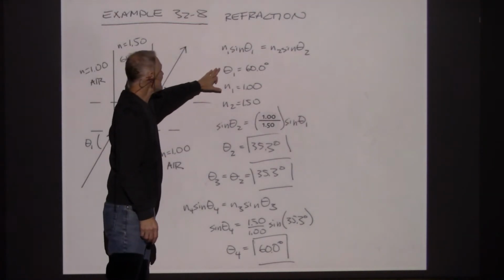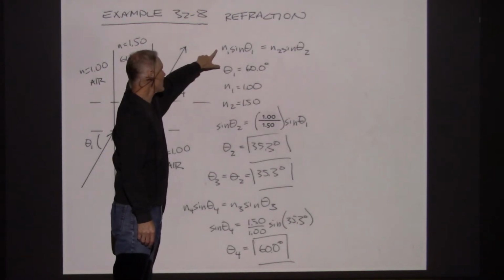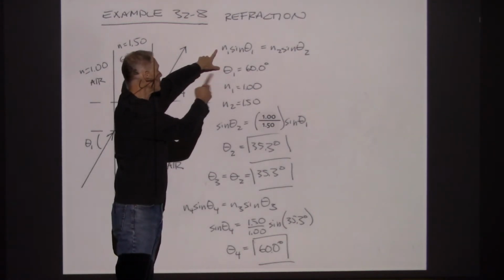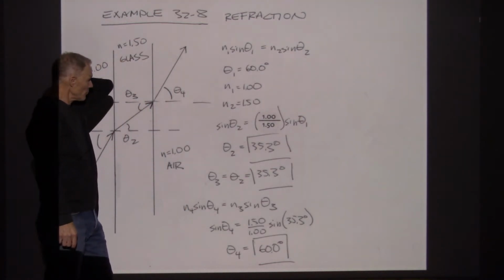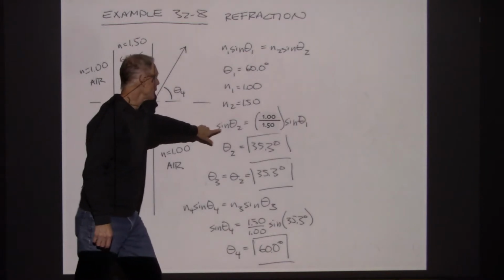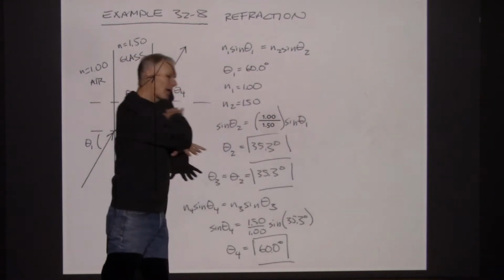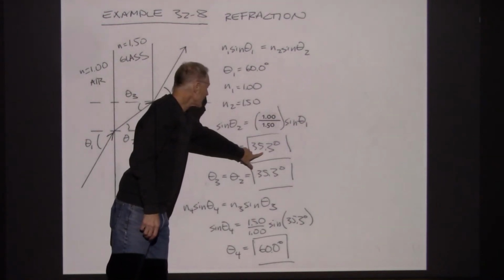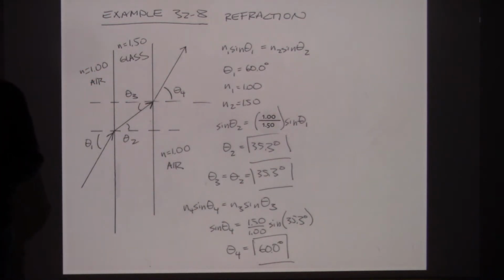Theta 1 is 60, N1 is 1, N2 is 1.50. I'm using this formula relating the refraction effect between the two materials. So sine theta 2 is going to equal N1 over N2 times the sine of theta 1. I put all the numbers in and I get 35.3. Now at this point, you need to check your numbers.